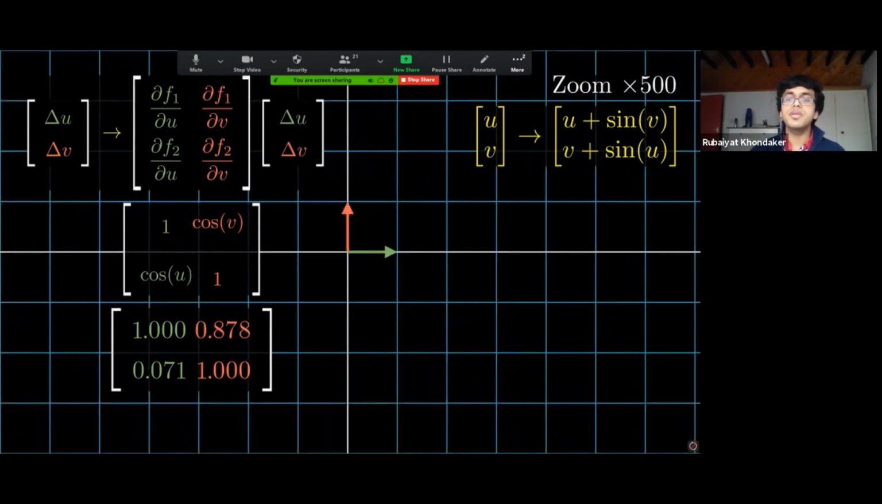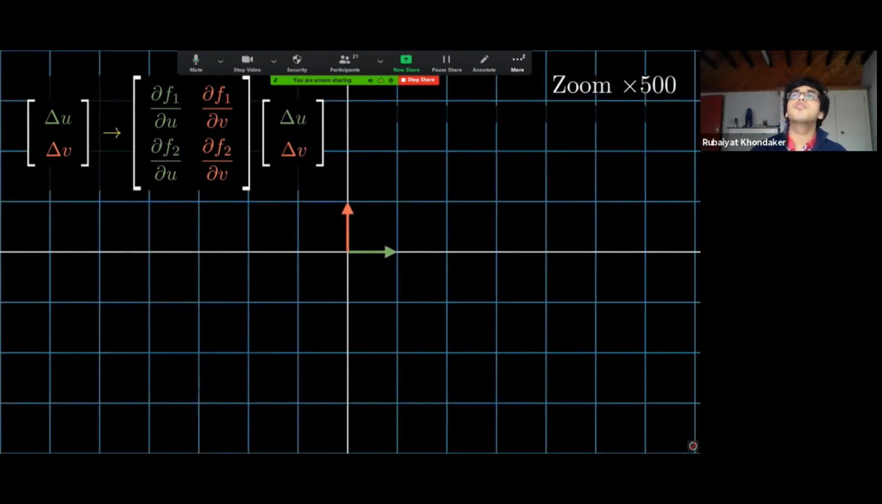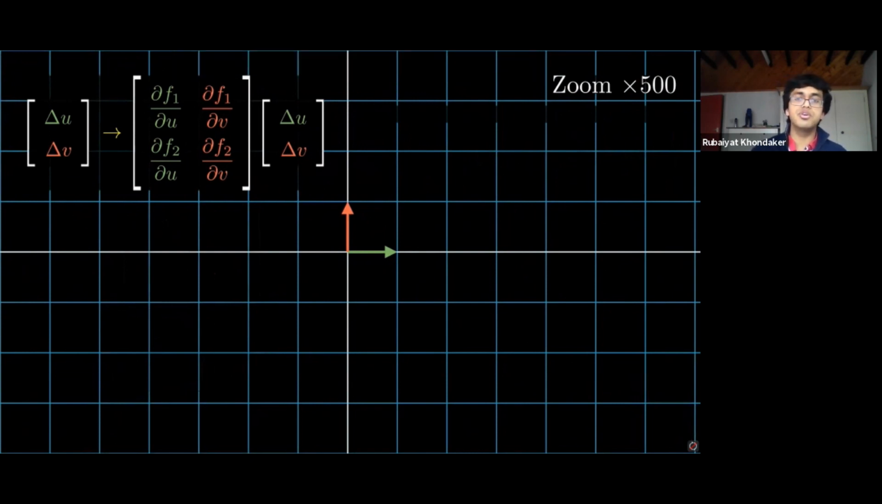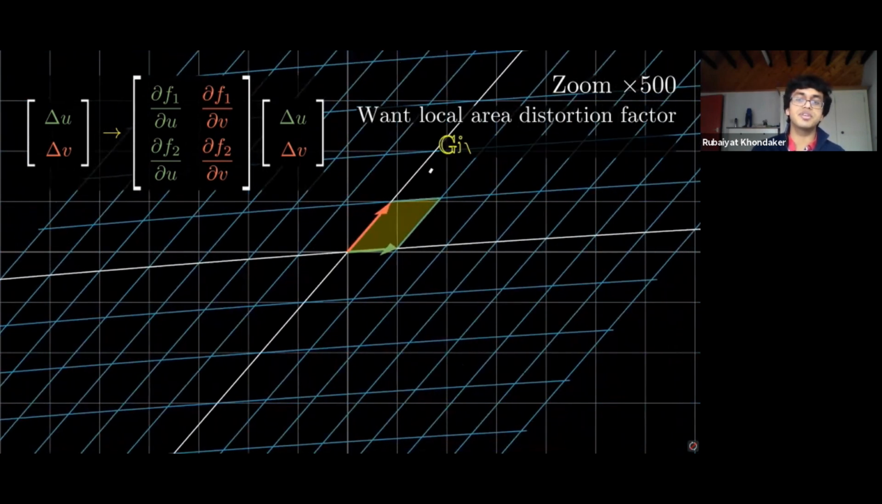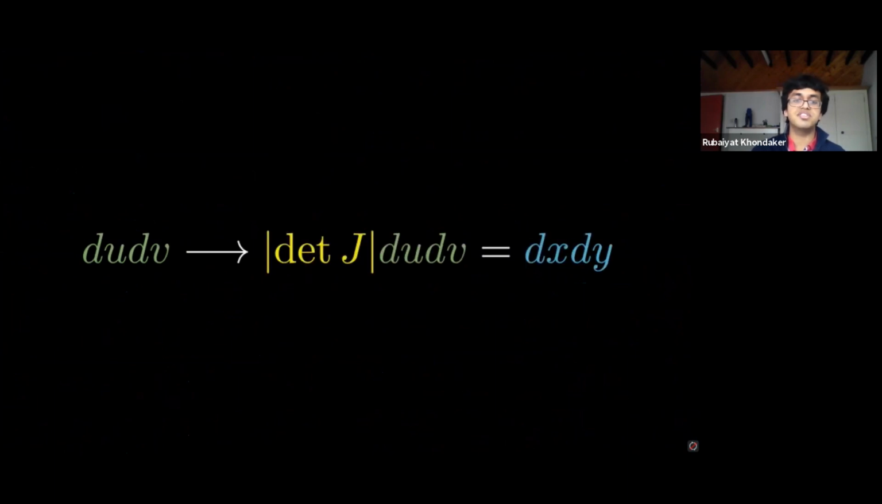So just like before, when we were looking at the local width distortion factor, here we want the local area distortion factor. We get that by taking the determinant of that Jacobian matrix, or I guess technically the absolute value if you don't care about orientation for area integrals. So this is the transformation law.